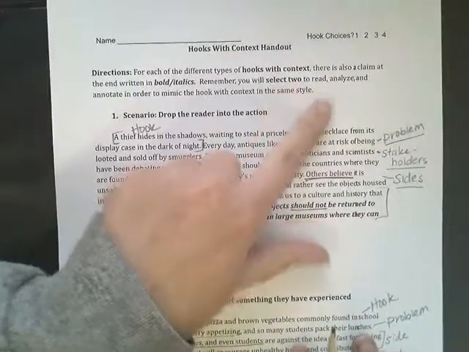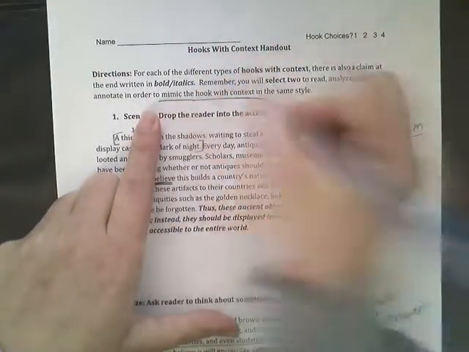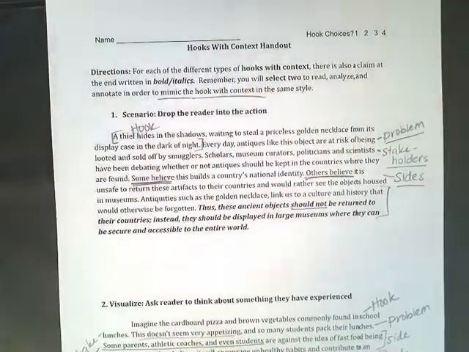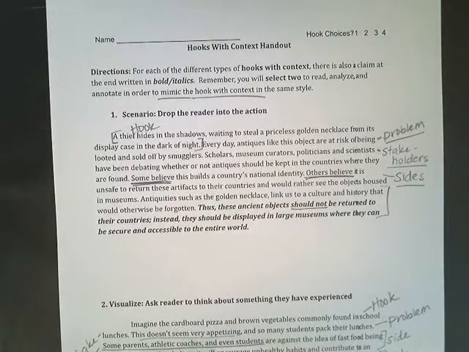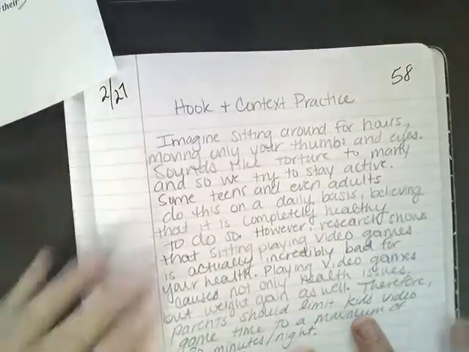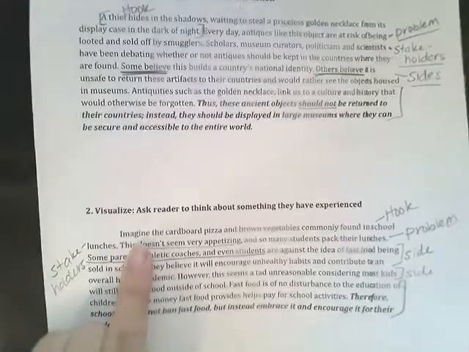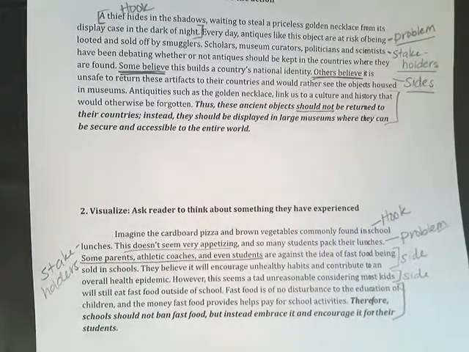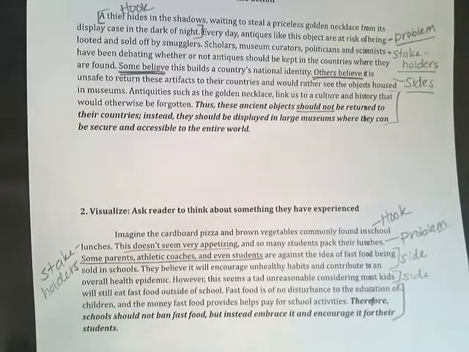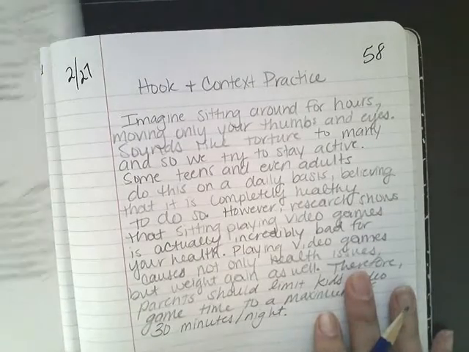Remember, you need to select two, read, analyze, and annotate in order to mimic the hook with context in the same style. Well, I didn't want to have you watch while I write it all out, so I went ahead and wrote it, but we can still label these parts. So I did one with a video game essay. And so I'm going to visualize. I'm going to start with imagine. So my hook that I'm mimicking is imagine the cardboard pizza and brown vegetables commonly found in school lunches. So I just mimicked that same idea.